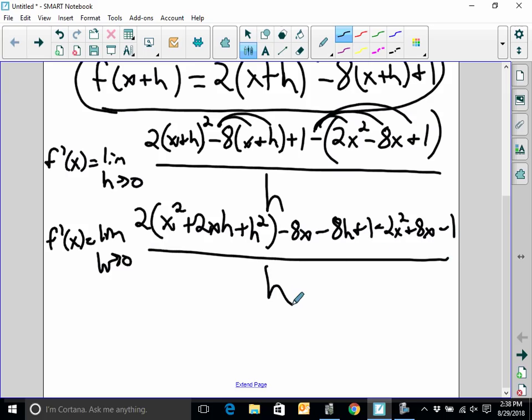Okay, notice I distributed that negative 8 to both the x and the plus h, so I got minus 8x minus 8h. Plus 1 I didn't have to do anything to. But then notice I distributed that negative sign to all 3 parts of that trinomial. So I ended up with a negative 2x squared plus an 8x minus a 1. The whole thing is over h. I need to do one more distribution here to get this into my final form, and that's distributing that 2. So I'm going to go ahead and do that now. Follow along.